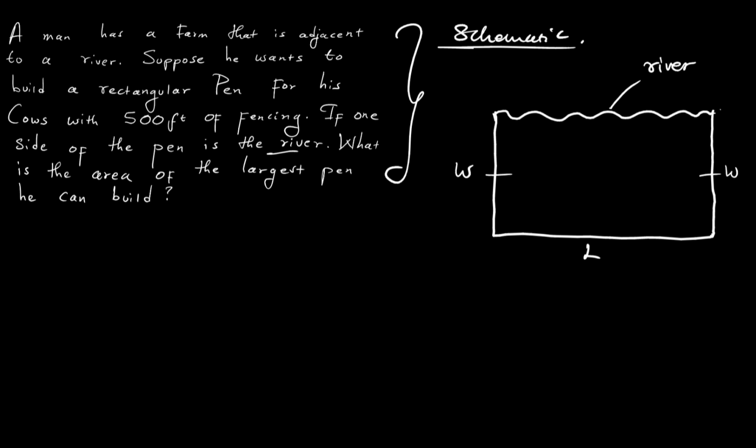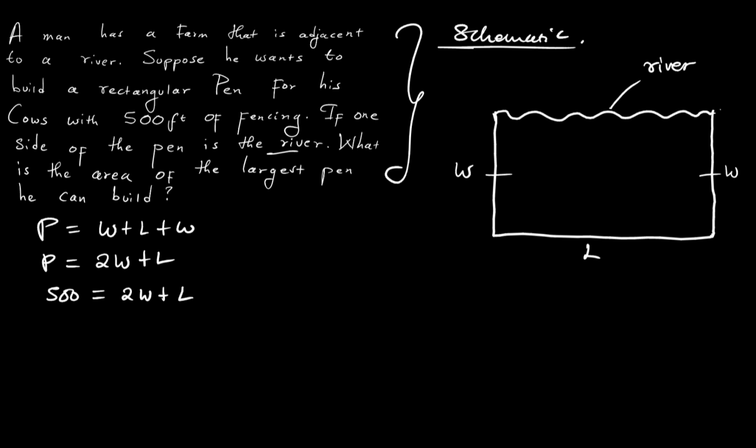Now to find the dimensions, be mindful that we have been given the perimeter. The perimeter is given in the statement where it says, suppose he wants to build a rectangular pen for his cows with 500 feet of fencing, which means the perimeter is 500. Therefore, since the perimeter is equal to W plus L plus W, giving us 2W plus L, and the perimeter is 500, we say 500 is equal to 2W plus L.